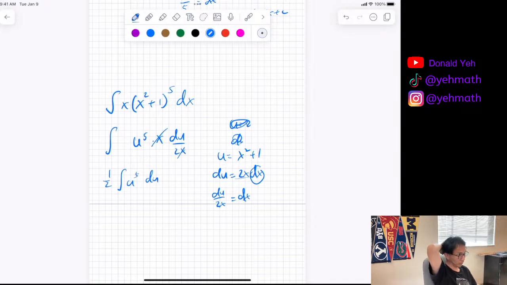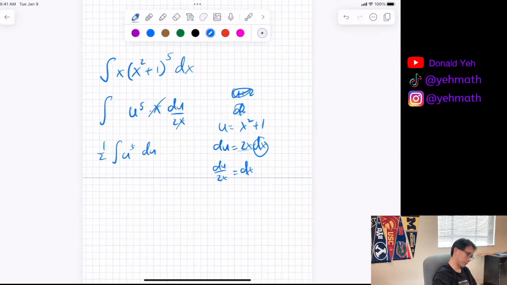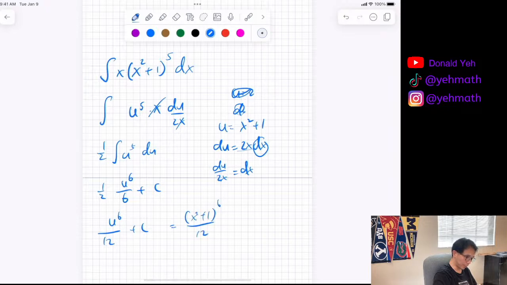Oh, that's it. Okay. Yeah, that's how. Because for all the other du's, it was whatever's on the outside, so I thought you knew. But taking the derivative of u to get du makes sense. Okay, so this one is going to be x squared plus 1 to the 6th over 12 plus c.